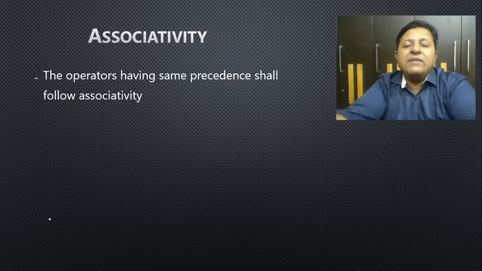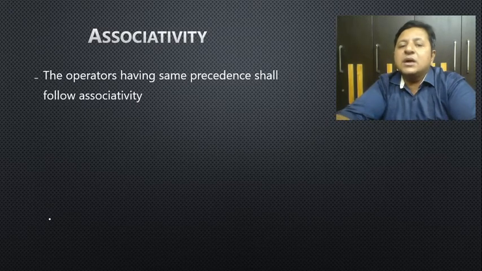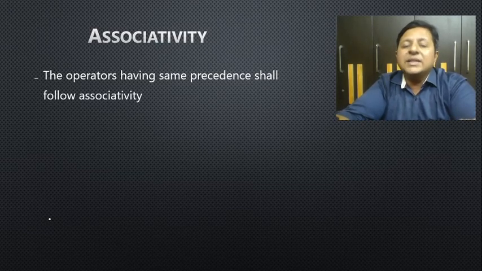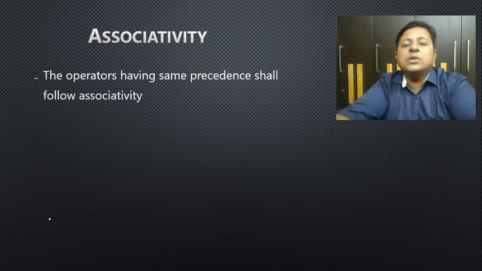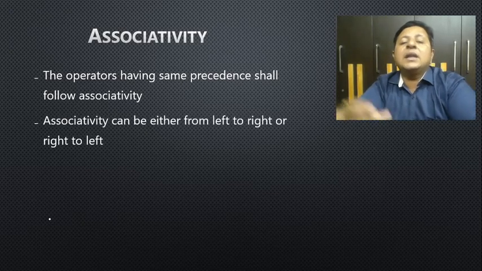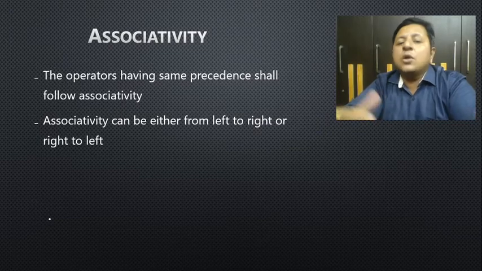Similarly, when we have multiple operators with the same precedence, understand that if the precedence of the operators is different, we already have a way of deciding: the higher precedence goes first, then the lower precedence. But what if we have multiple operators with the same precedence? Then obviously that problem is solved by using the concept of associativity. Now what would the associativity be? It could be either left to right or right to left, and it has already been decided.